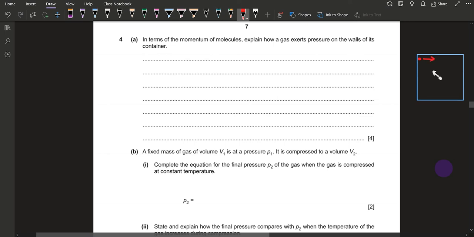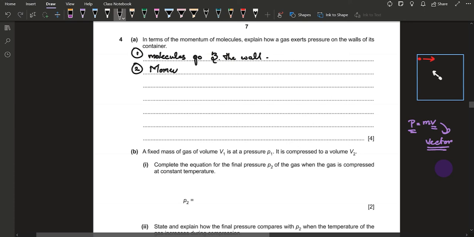Now when it changes its direction, we have the formula momentum equals mv. As the direction changes, velocity changes. And the reason is that velocity is a vector quantity. It's not a scalar quantity. So it depends on direction as well. So as the velocity changes, the momentum changes. So we can explain this in our words. Molecules go and hit the wall. And after that, the momentum changes as velocity changes. So we can write here, momentum changes as velocity changes.